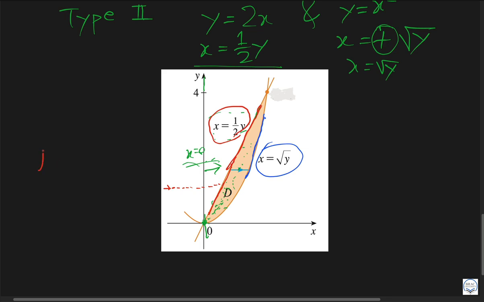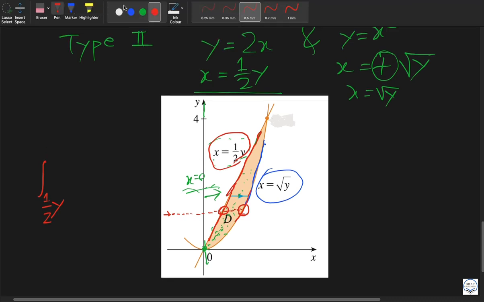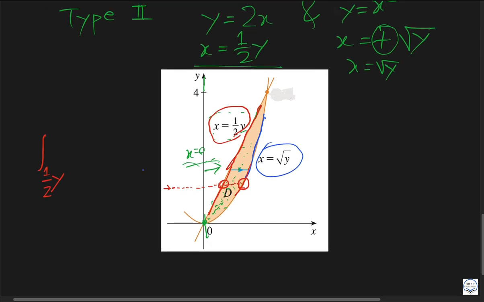The first curve or line this arrow will hit will be our lower limit. So we'll get this as our lower limit. This is the line, so x equals half y is our lower limit. And as we move along the arrow, the second line it hits is this curve, and this curve is x equals square root y.